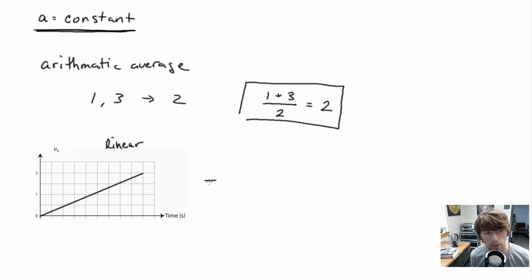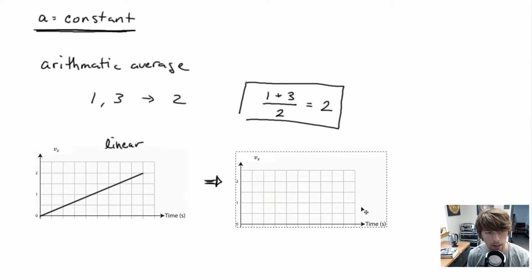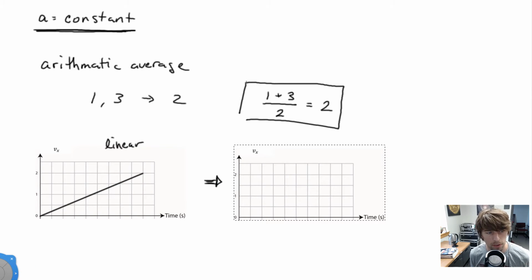What the arithmetic average allows us to do is, this is the physical situation, a changing velocity with time. But because it's a linear velocity, we can model it not as a linearly changing velocity, but rather as a constant velocity, like this, where it just goes constant all the way out to the time. You say, well, what allows us to do that?